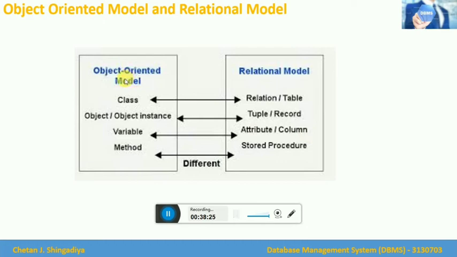If it is object oriented model, we have a method. Here we have a stored procedure. So this is how you can relate object oriented model with relational model, or we can say object oriented DBMS with respect to relational DBMS.